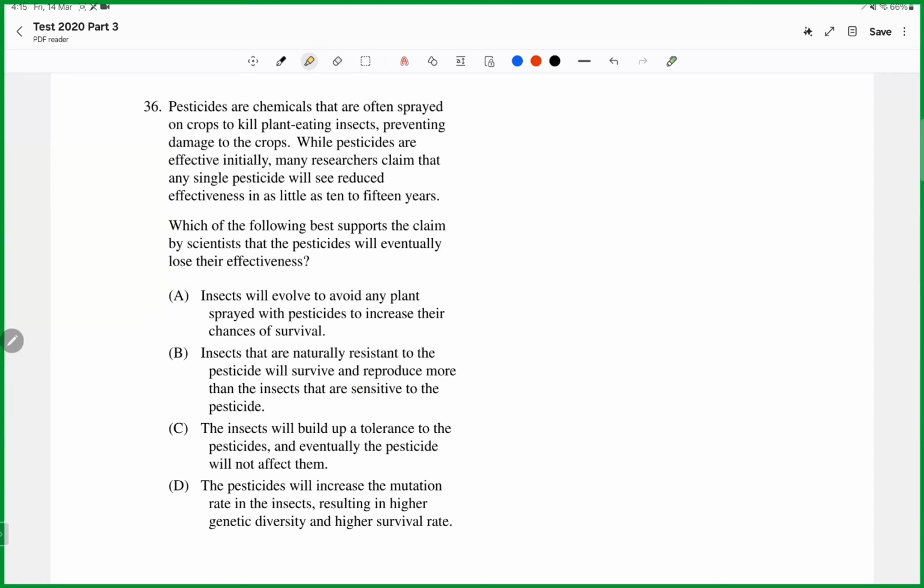Pesticides are chemicals that are often sprayed on crops to kill plant-eating insects. Pesticides are effective initially, but then at some point, the insects become used to them. Okay? Which of the following best supports the claim by scientists that the pesticides will eventually lose? Yeah. He's right.